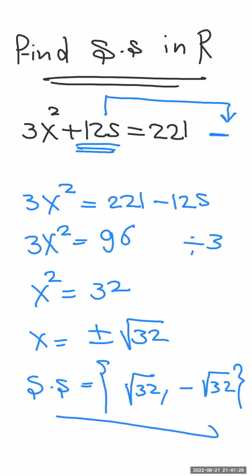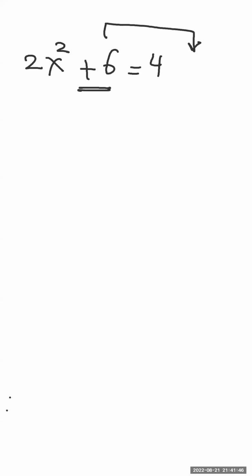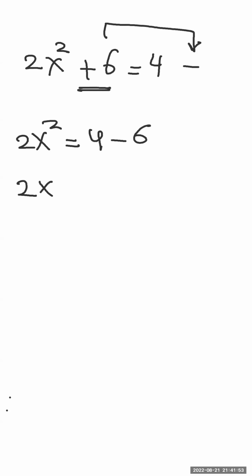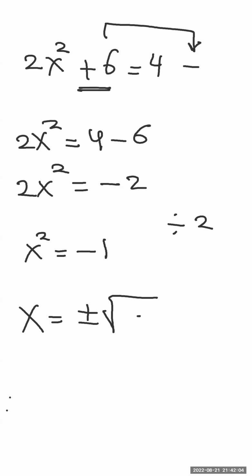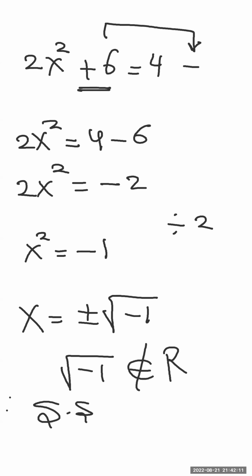One more equation. If the equation is like this, take care. It's 2x squared plus 6 equals 4. Now, shift this number to this side. It was positive, so it will become negative. 2x squared equals 4 minus 6. So 2x squared equals negative 2. Divide by 2, so x squared equals negative 1. Now, x will equal positive or negative square root of negative 1. I'm sorry, the square root of negative 1 does not belong to the real numbers. So the solution set will equal the empty set. Correct, guys? Correct. So till now, nothing new.